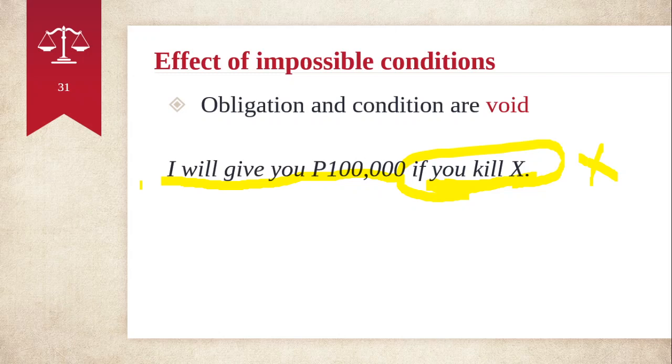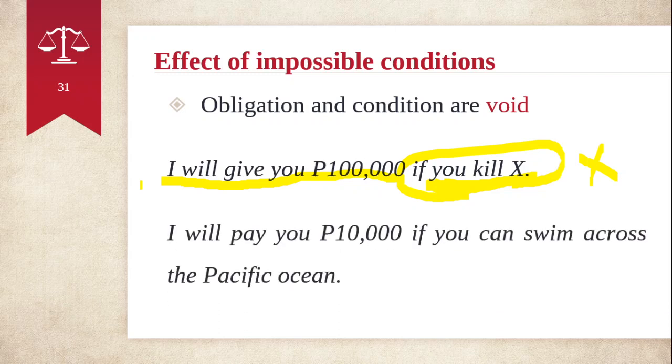Okay? Another example. I will pay you 10,000 if you can swim across the Pacific Ocean. You cannot swim across the Pacific Ocean. This is physically impossible. Therefore, the obligation of paying you 10,000 as well as the condition of swimming across Pacific Ocean, both are void.